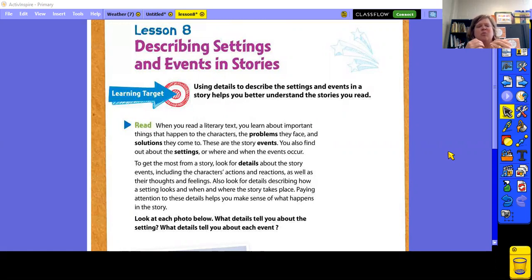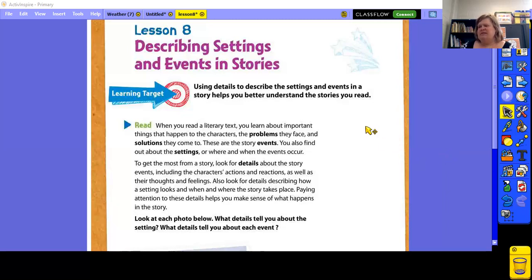And many times when you're trying to learn and comprehend what a story is saying, you need to know the events of the story. You need to know that it's taking place in the fall and it's taking place in the mountains. You need to know what happened first and second, or in the middle and at the end. So all of these details, all of these events, they work together in order for you to comprehend a story better. So our learning target this week will be using details to describe the setting and events in a story and how that helps you better understand stories you read.